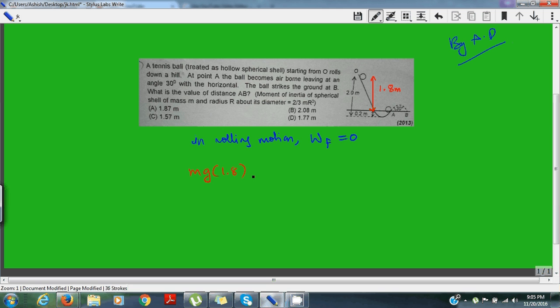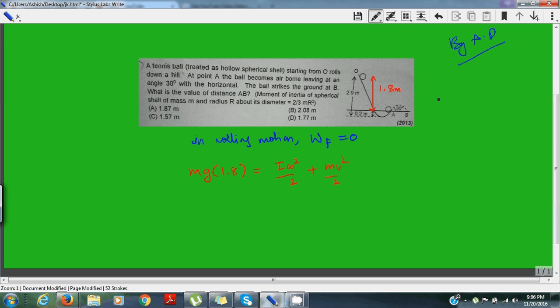Now all that energy which this ball lost will go into the kinetic energy, but this kinetic energy will consist of two portions. One is rotational kinetic energy, another is translational kinetic energy. So it will be equal to I omega square by 2 plus m v square by 2.